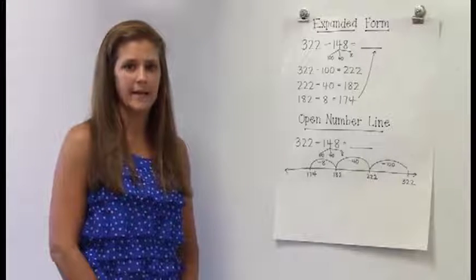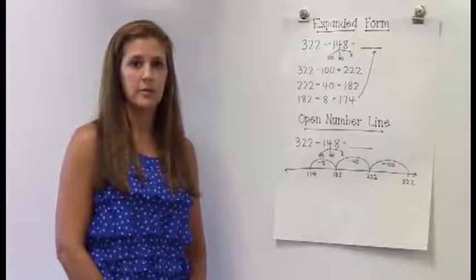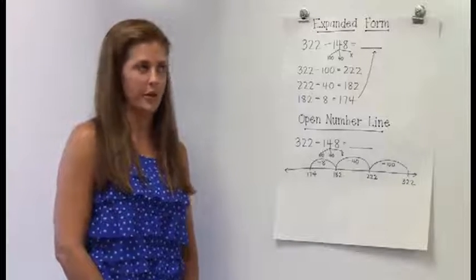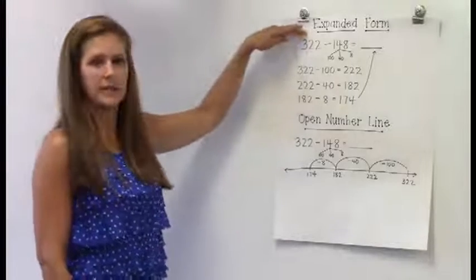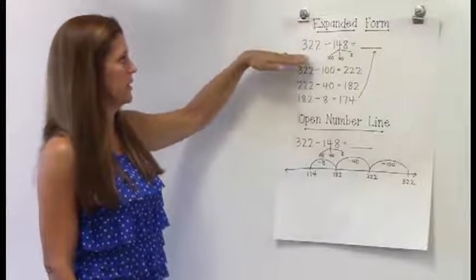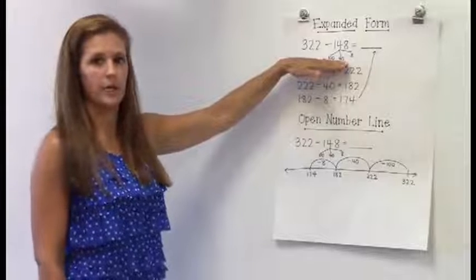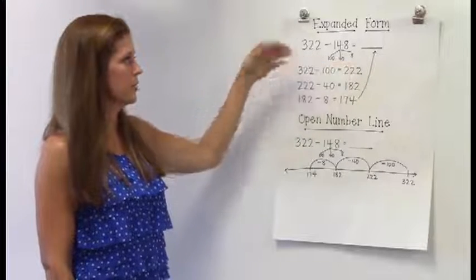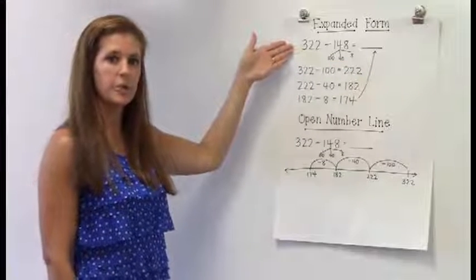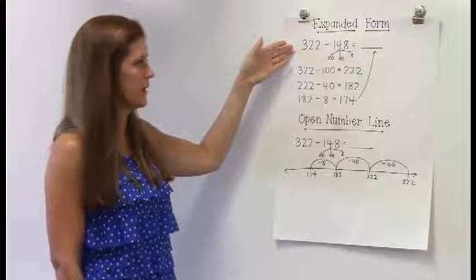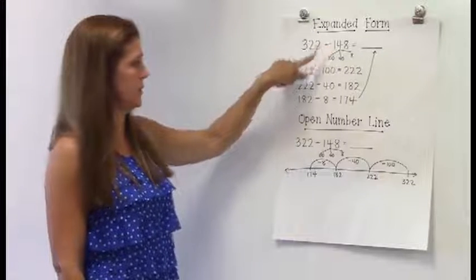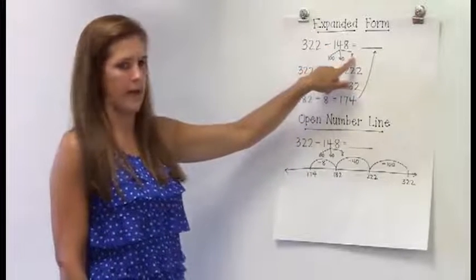Before we get into that, let's back up a little bit and look at what students first learn in second grade. They begin with what's called the expanded form method, where the equations are written horizontally and students are taught to put the smaller number into expanded form. So if we're looking at the equation, 322 minus 148, we'll break 148 into 100 plus 40 plus 8.